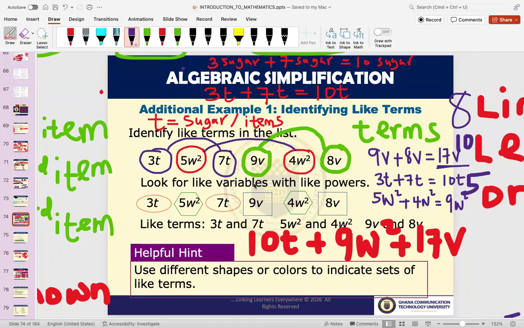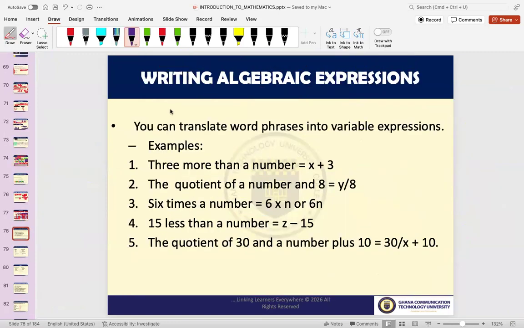All right. So if there's no question left, now we want to come to real life. We want to apply all the algebraic expressions we have learned this morning. We just want to see how we can apply this in real life.